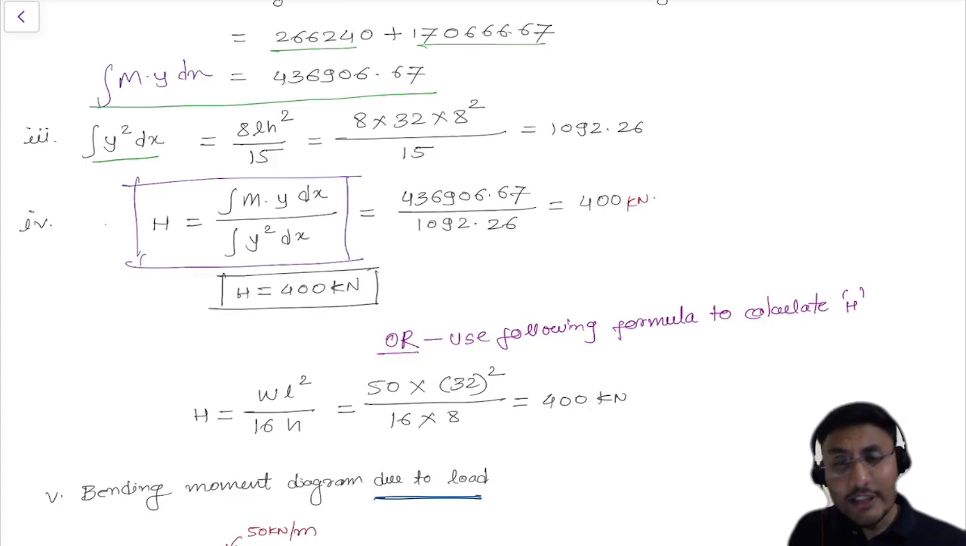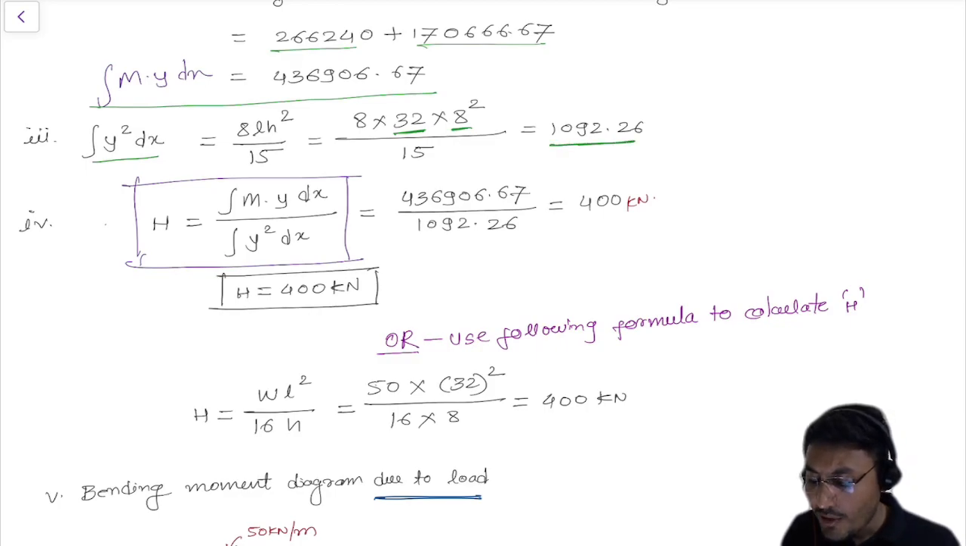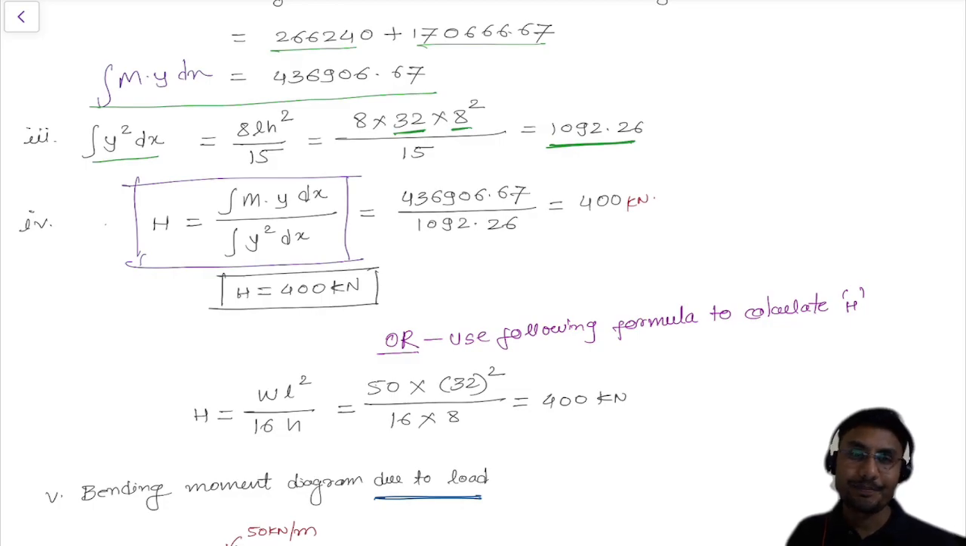So integration of y square into dx. The formula is 8lh square divided by 15. So 8 as it is, L value is 32 over here, H value is 8, square divided by 15. So H is 8, just make the square of that. So you got the integration of y square dx as 1092.26. I hope this is clear to everyone.